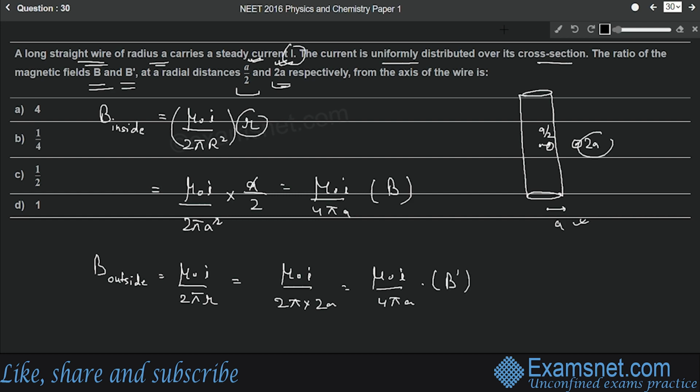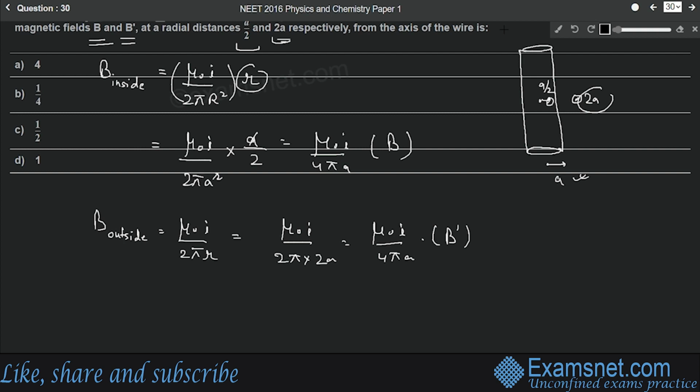Now we have to find the ratio, but it is quite clear that both are equal, right? We have got the same value. So B by B dash, the ratio will be what? Mu naught I by 4 pi A upon mu naught I by 4 pi A. So it is clearly this ratio is equal to 1. Okay, so option D will be the correct answer. 1 is the ratio of both the magnetic fields. Okay.